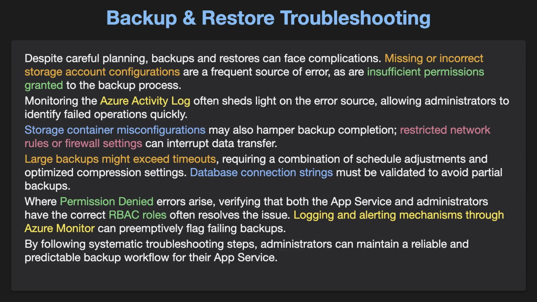Where permission denied errors arise, verifying that both the app service and administrators have the correct RBAC roles often resolves the issue. Logging and alerting mechanisms through Azure Monitor can preemptively flag failing backups. By following systematic troubleshooting steps, administrators can maintain a reliable and predictable backup workflow for their app service.